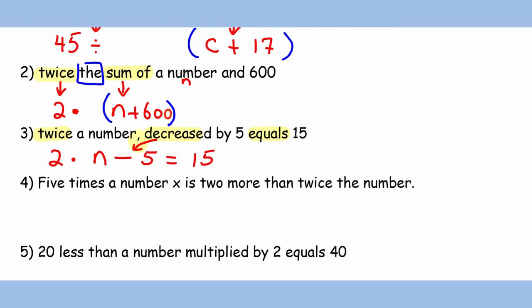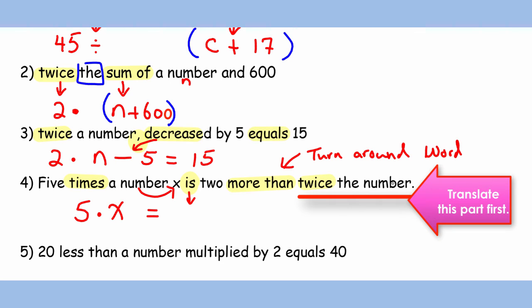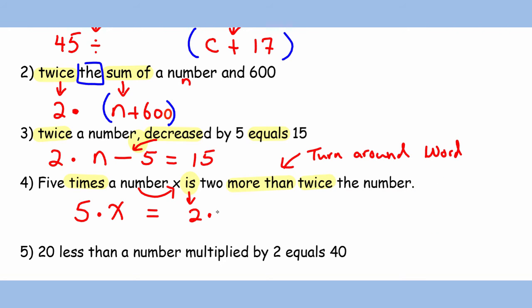Question 4. 5 times a number, x, this time they gave you the number as a variable, is 2 more than twice the number. 5 times the number x. So 5 times x means equal to 2 more than. More than is a very interesting word. We call this a turnaround word, meaning that we will write the last part of the number sentence first. So twice a number and 2 more, meaning I'm going to add 2 more to it. So again, this number sentence will be translated into 5 times x equals 2x plus 2.